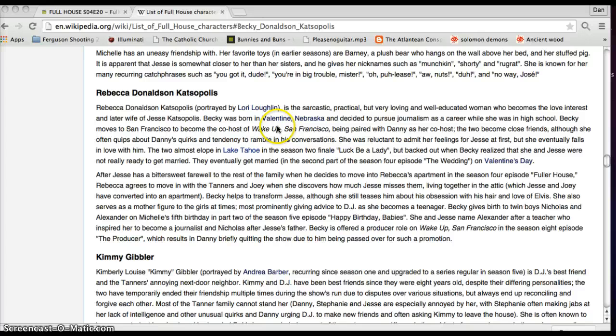It says Becky was born in Valentine, Nebraska, and decided to pursue journalism as a career while she was in high school. Becky moves to San Francisco to become the co-host of Wake Up San Francisco. So I mean, come on. She moved from Valentine, Nebraska, to San Francisco, and then she works on Wake Up San Francisco. So Valentine and the San Francisco connection. I've been talking about it forever, and then it's called Wake Up San Francisco. I mean, it's just so right in your face.